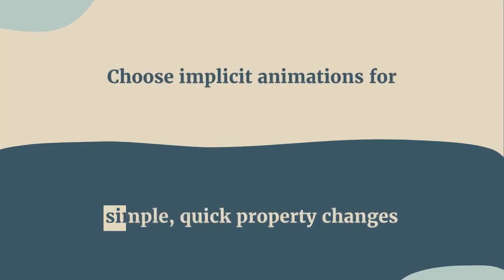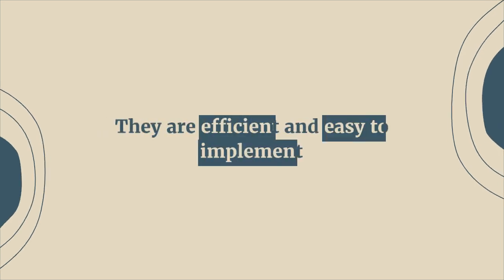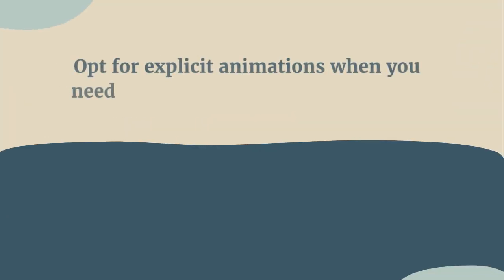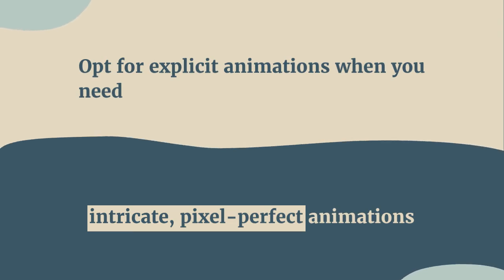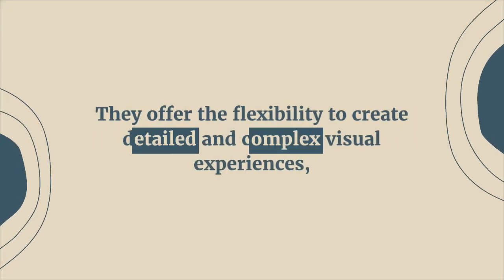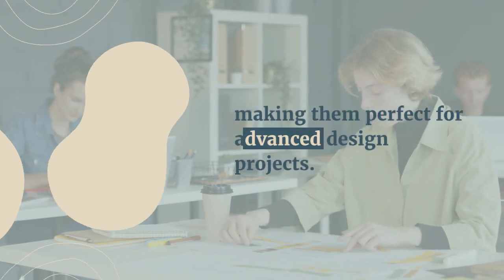Choose implicit animations for simple, quick property changes. They are efficient and easy to implement. Opt for explicit animations when you need intricate, pixel-perfect animations. They offer the flexibility to create detailed and complex visual experiences, making them perfect for advanced design projects.